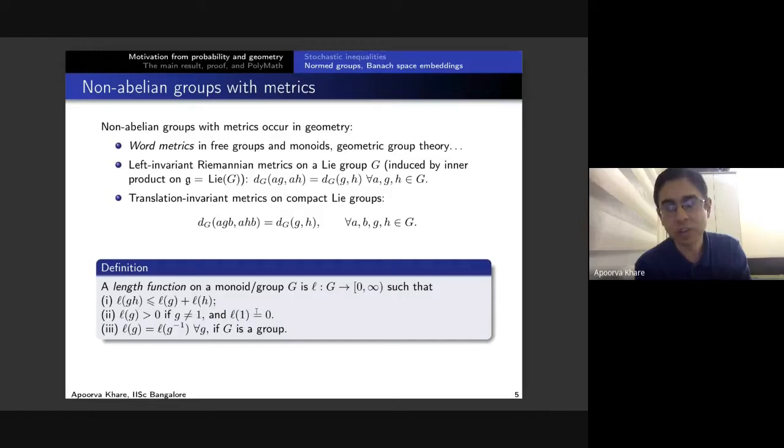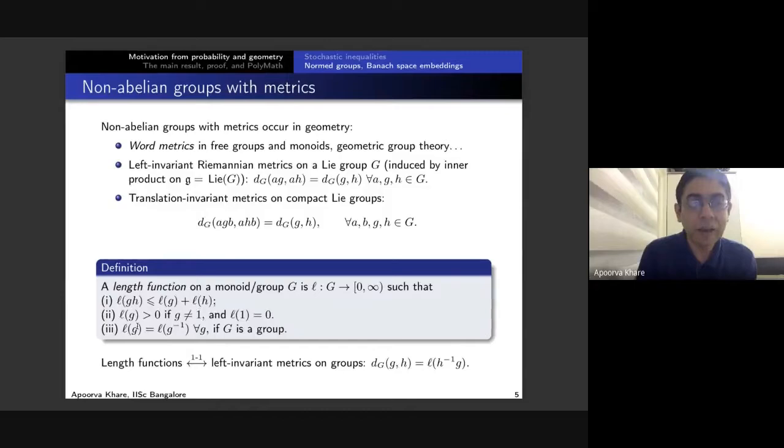Now the first statement should remind you of the triangle inequality, and the second one should remind you of the positivity of a metric. It's really just the distance from the element g to 1 that satisfies both. It satisfies the first under a certain assumption, and that's if g is a monoid. If g is a group, then you want the length of g to be the length of g inverse, which is like the symmetry assumption.